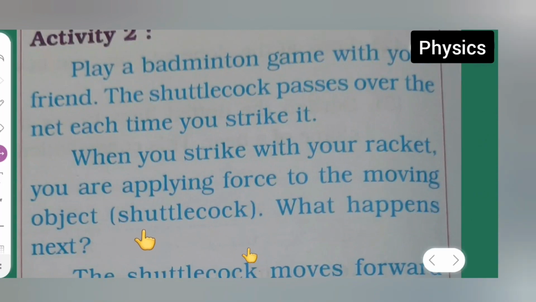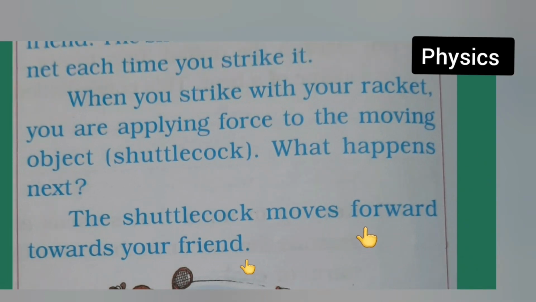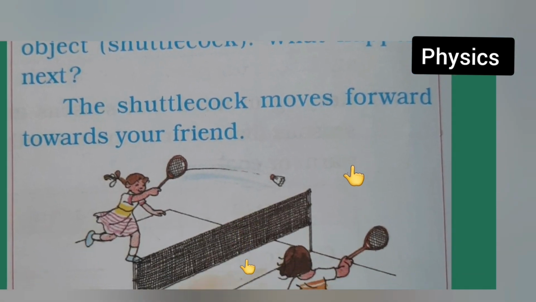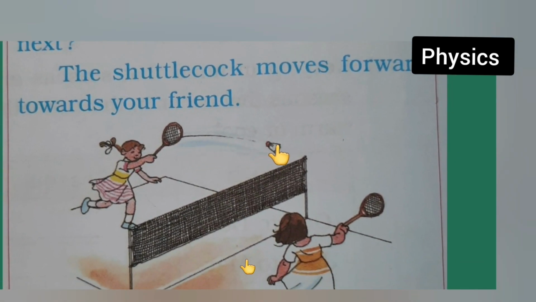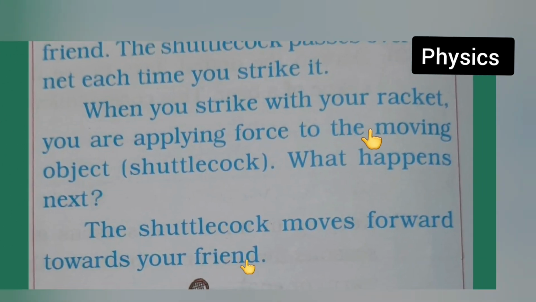So let us see what happens next over here. The shuttlecock moves forward towards your friend. Once you strike it, the shuttlecock will move forward towards your friend, right? When you apply a force, this is what I wanted to show you all. So when you apply force to the moving object, the shuttlecock, what happens next?